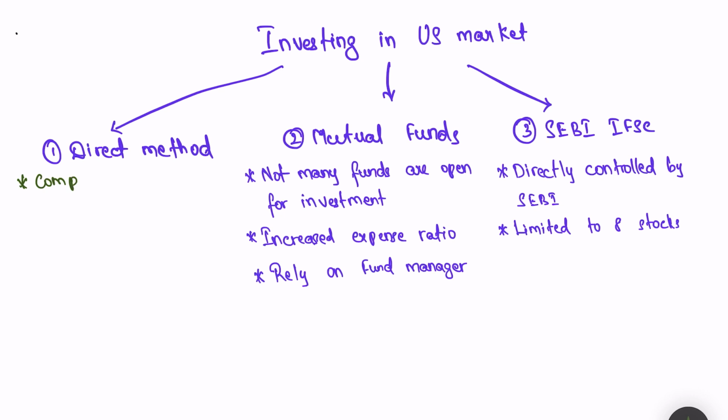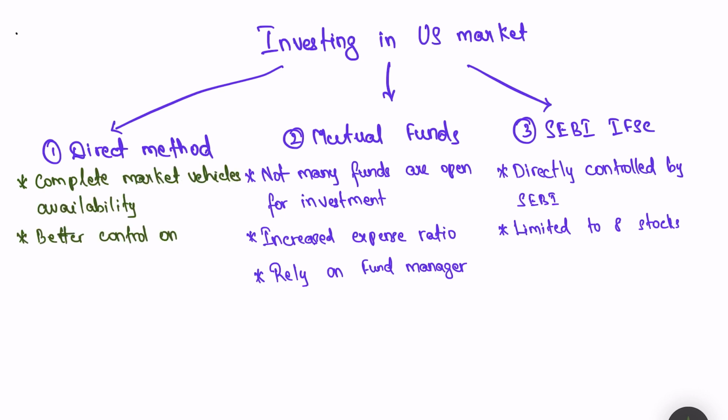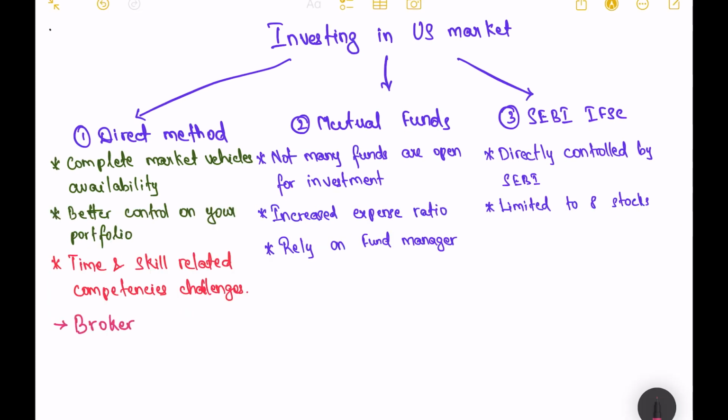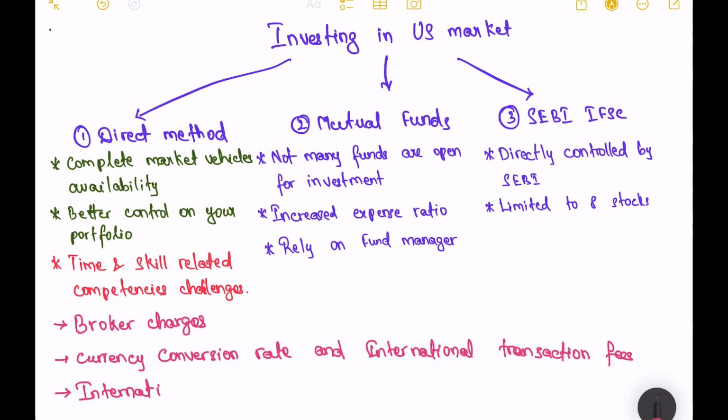In the first option, you get wider options to choose from and better control over your portfolio, but it comes with its own challenges. When you want to open a US brokerage account, you have to consider the following aspects: brokerage, trading and accounting fees, currency conversion and international transaction fees, and taxation.